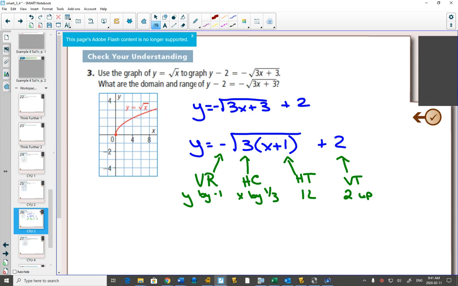Okay? And the reason we wrote that special note is because when you're in the middle of a question and you're just going from left to right, can you see yourself thinking, oh, I'll go 3 to the left because I see a plus 3. It's so easy to miss that little step where you have to write it in factored form.